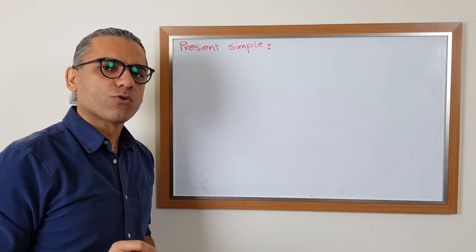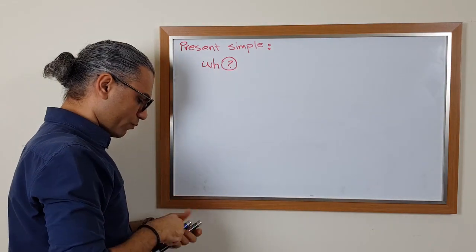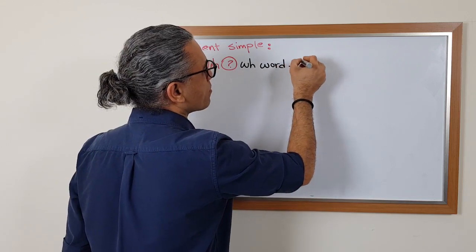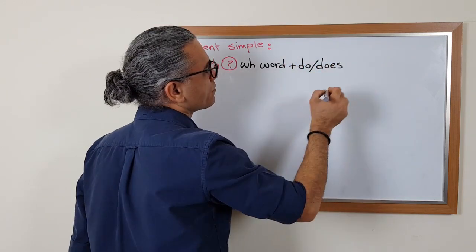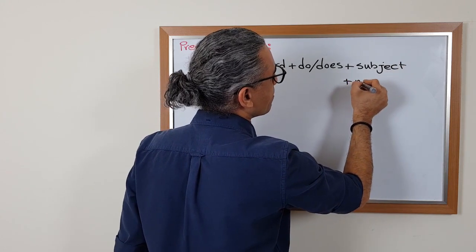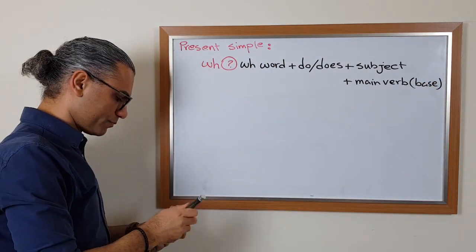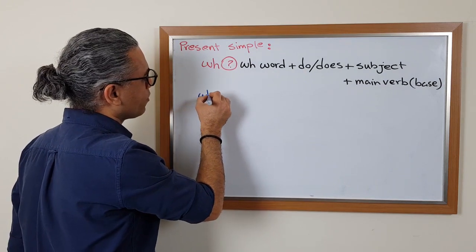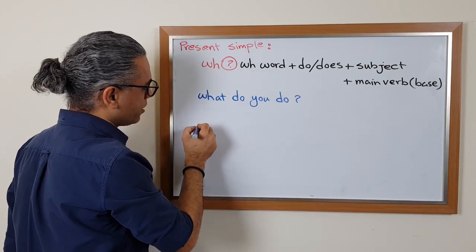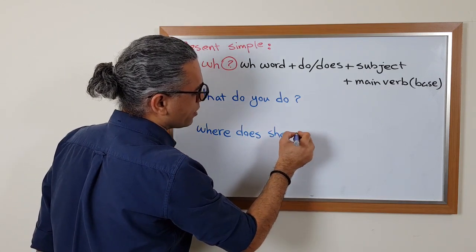Now, how do we write a WH question in present simple? We start with a WH word plus do or does plus subject plus main verb, again in base form. Example: what do you do? Or where does she go?